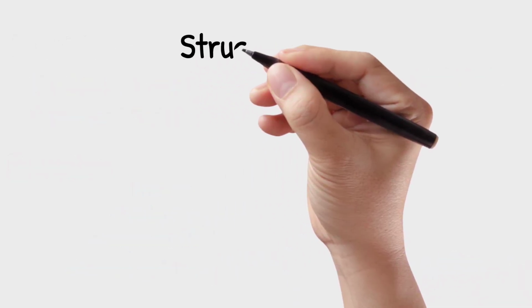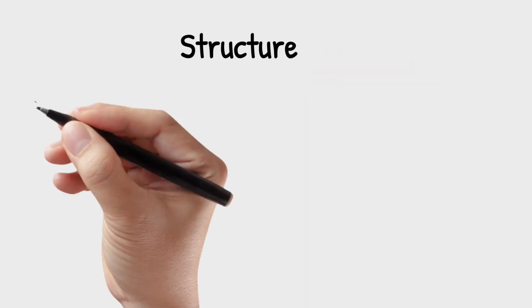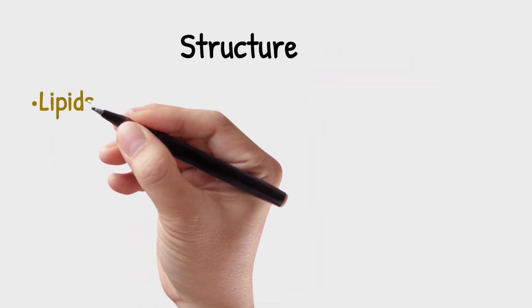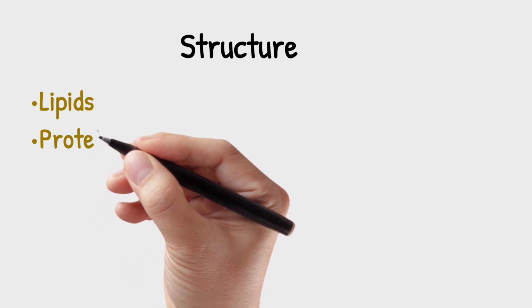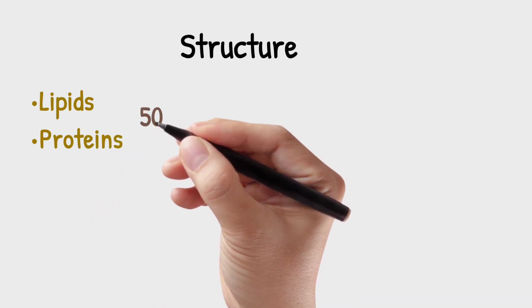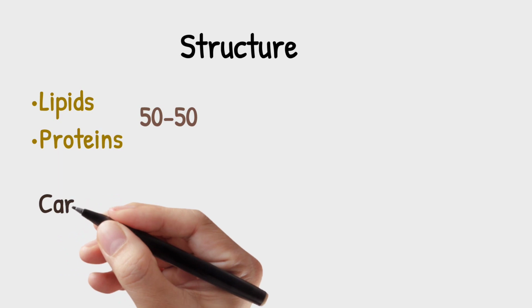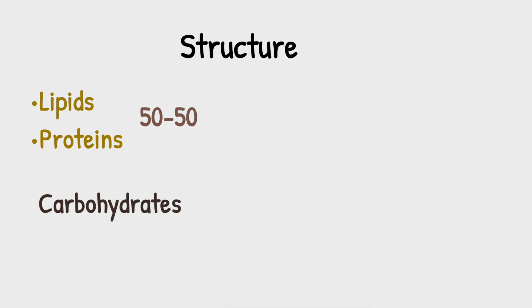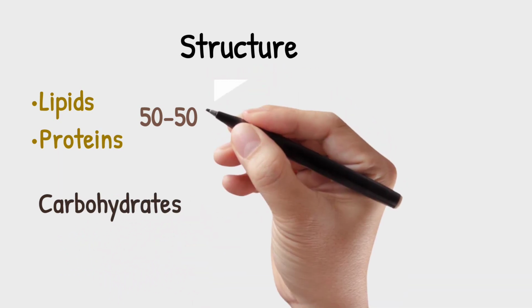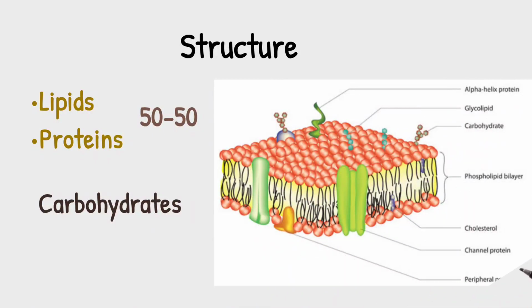So what is the structure of the cell membrane? The cell membrane is composed mainly of lipids and proteins, which are present in a 50-50 ratio. Apart from these, there are also carbohydrates in the form of glycolipid and glycoprotein. As you can see in the picture, the lipids are phospholipids and cholesterols. There is also some sphingolipid, which is in very little concentration. The membrane proteins are mainly present in the form of integral channel proteins or peripheral proteins.